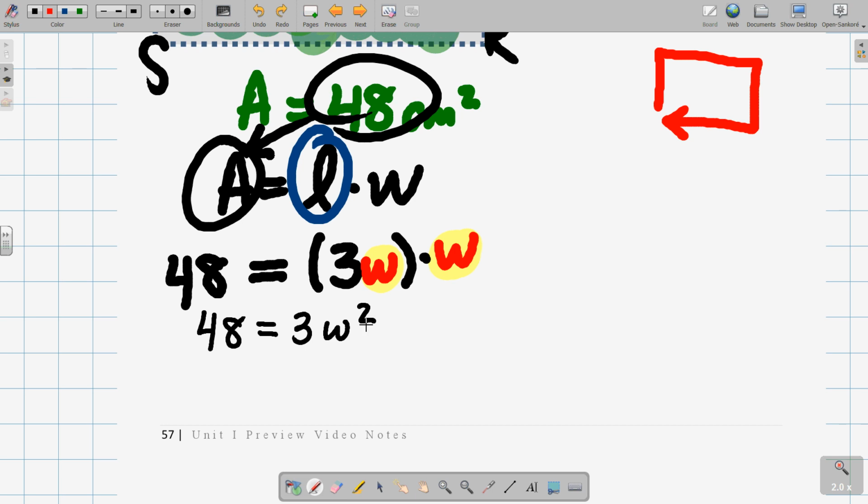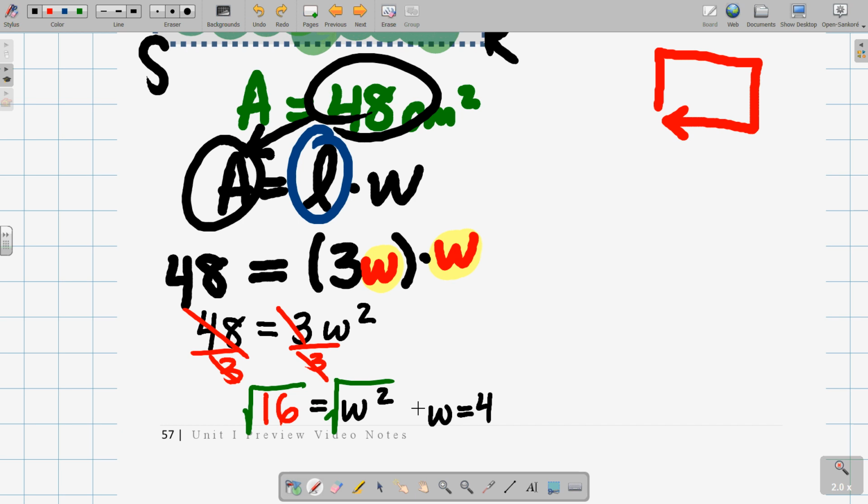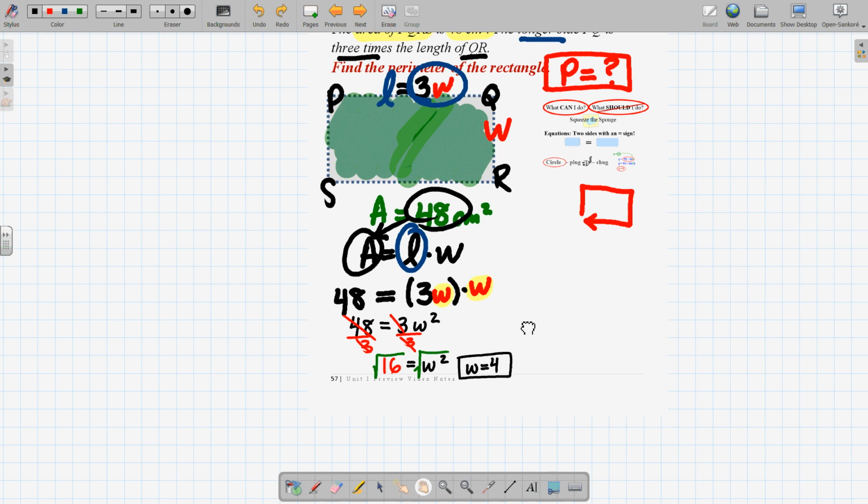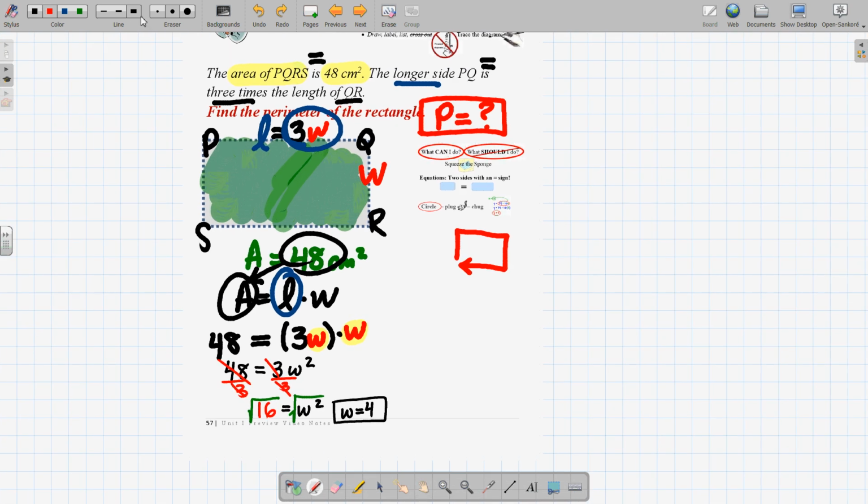We're going to solve by dividing by 3. The opposite of squaring is not dividing by 2, it's square rooting. The opposite of squaring is square rooting. I just found my width. So if my width is 4, my length is 3 times my width, so that's 12.